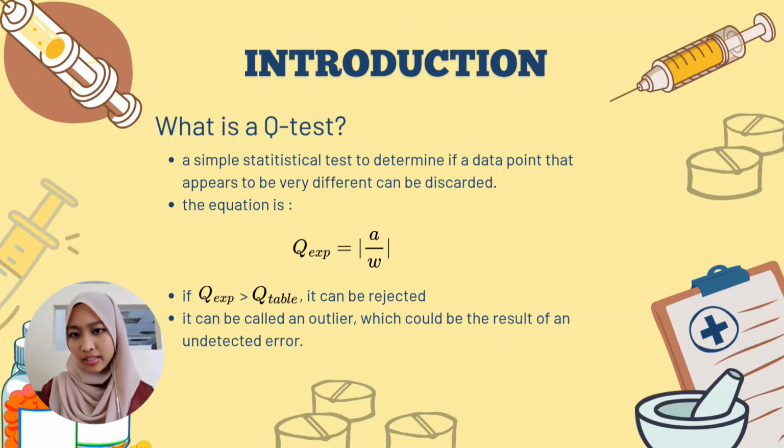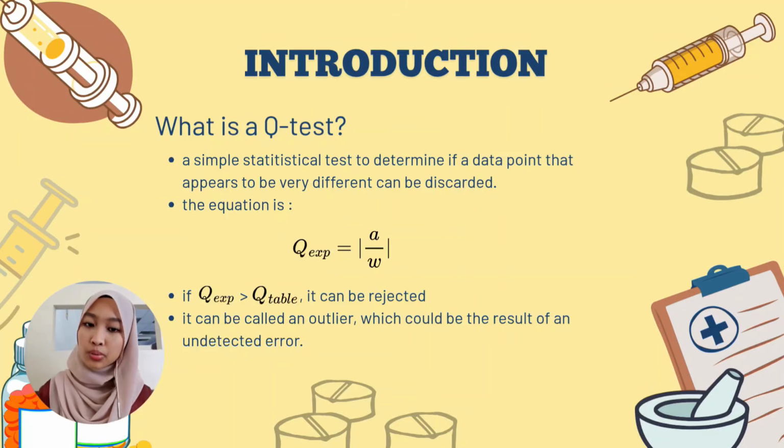So what is a Q-test? A Q-test is a simple statistical test to determine if a data point that appears to be very different can be discarded. So in Q-test, we will be comparing Q-calculated or Q-experimental with a Q-table. A Q-table is usually provided to us, and it is actually the reference that lists critical Q values at different confidence levels, such as 90%, 95%, and 99%.